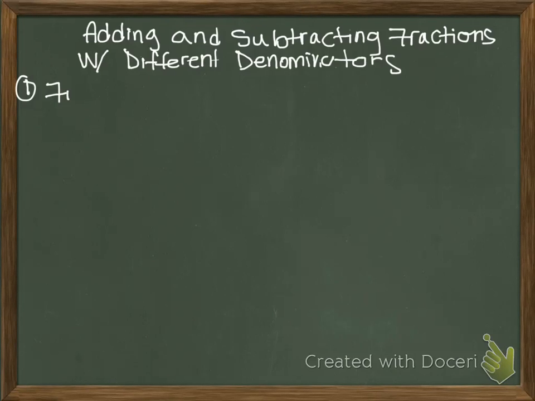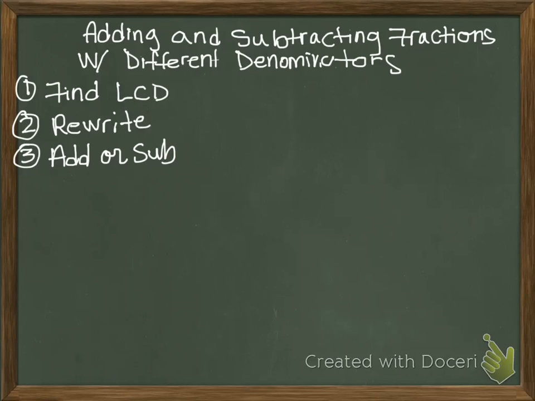First, we're going to find the LCD. Second, we're going to rewrite each fraction with the LCD as the denominator. Third, we're going to add or subtract the fractions. Once they have the same denominator, we're able to add or subtract the fractions. Then we're going to simplify or reduce or write the fraction in lowest terms. Let's do an example.